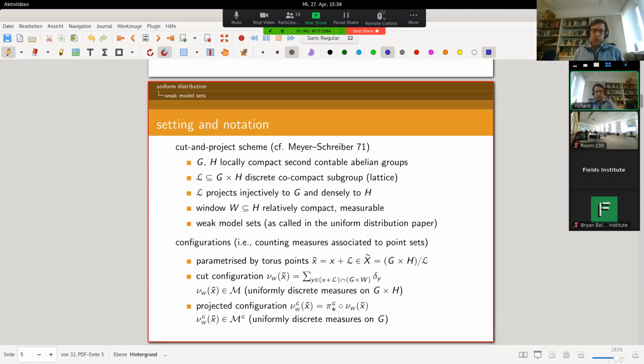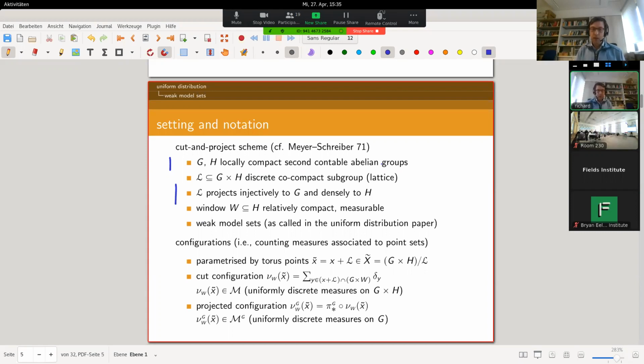Good. So just for setting and notation, the setting which we will be considering is the usual one where G and H are locally compact groups. They are assumed to be second countable, to be in an easier situation, let's say. And the lattice L in general is a discrete co-compact subgroup of superspace. The important assumptions are that L projects densely to H and also injectively to G.